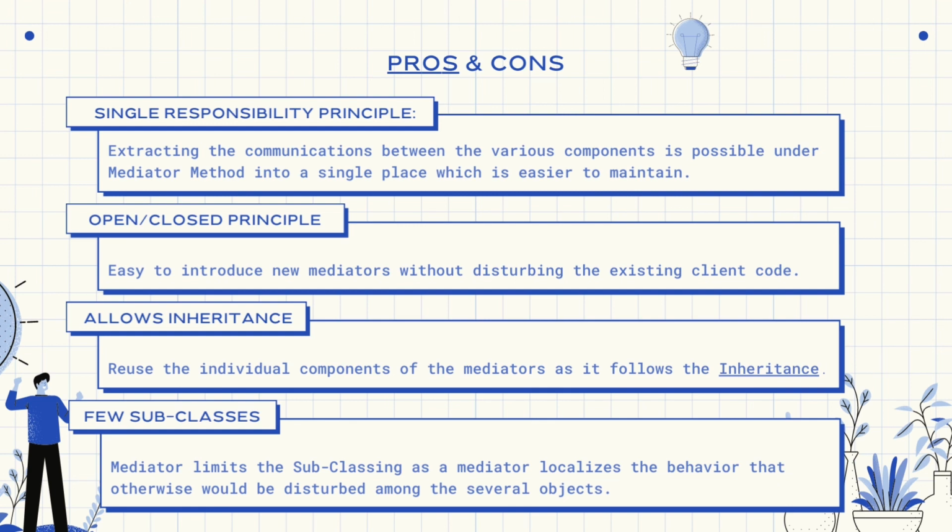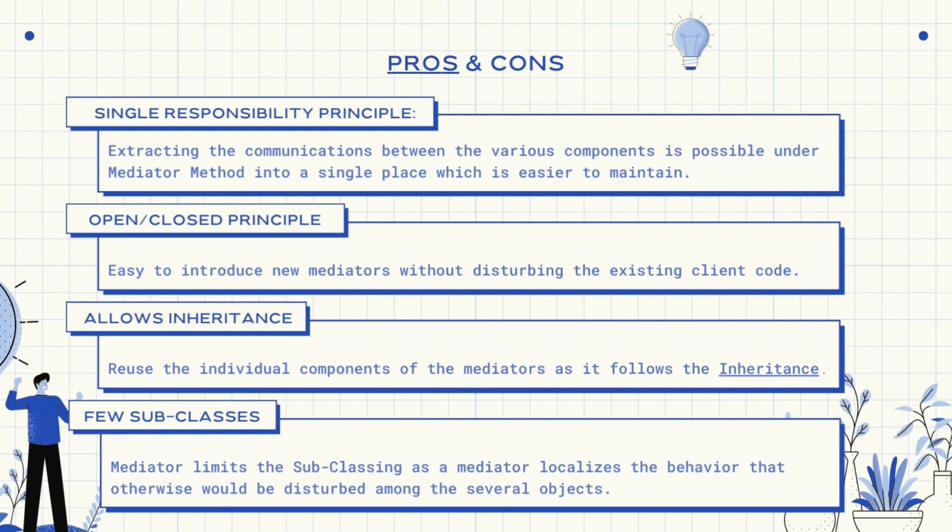The first one, single responsibility principle, means that you can extract the communication between the various components under the mediator method into a single place, which is easier to maintain. The next one, open-close principle, means it is easy to introduce new mediators without disturbing the existing client code.